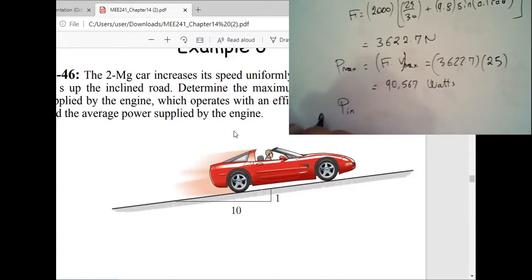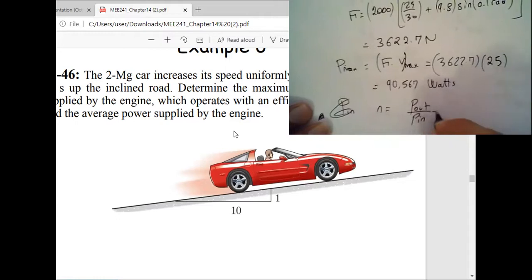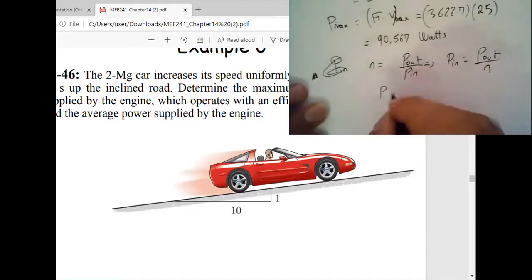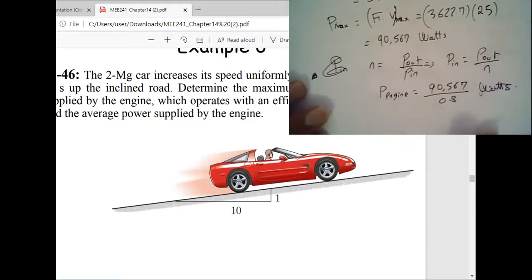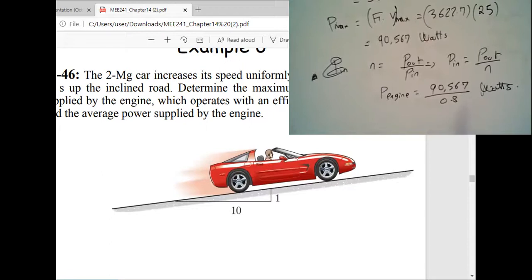So the efficiency is equal to P out over P in, right? So this guy is my P max out. So P in has to be equal to P out over eta. So power of the engine is equal to 90,567 divided by 0.8 watts. All right, guys, so this is very important.